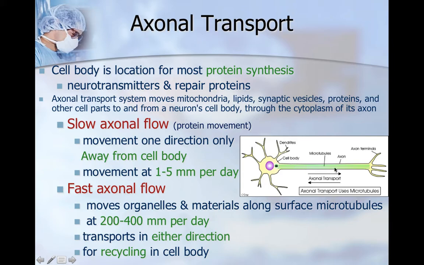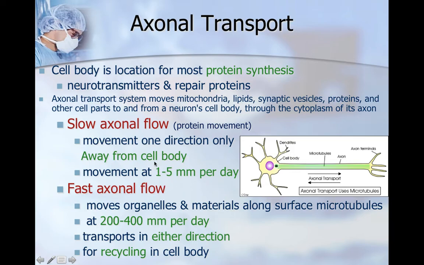So transport in the axon can go in more than one direction. It can go away from the cell body and to the cell body, just depending upon what is happening. All right. Slow axonal flow, which is protein movement, moves one direction only, and this moves away from the cell body. As the proteins are produced in the cell body, then they move away from the cell body to the axon terminals. And they move about 1 to 5 millimeters a day.